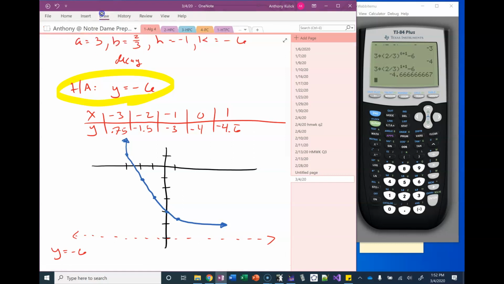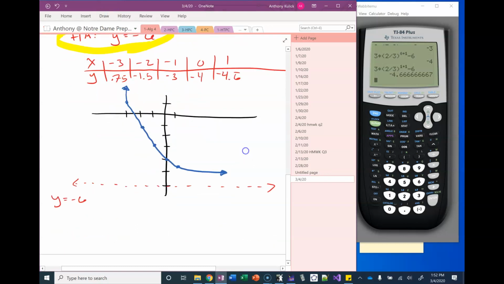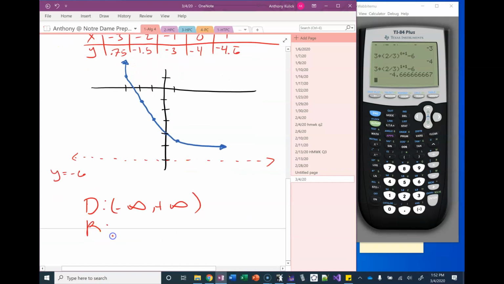And lastly, I need the domain and range. The domain for all exponentials is -infinity to +infinity. The range depends on our values for a and k. Since the a value is positive, I know we're going from k to +infinity. So k was -6 to +infinity.